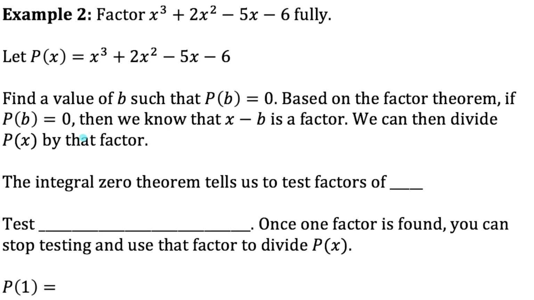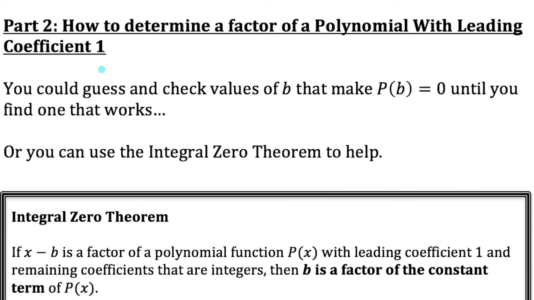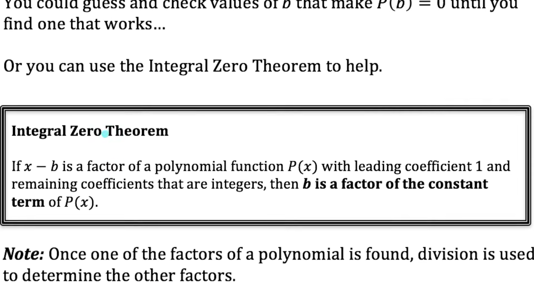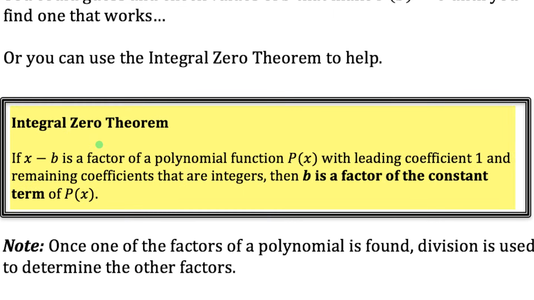Now, it doesn't tell you what to divide this by to factor it. So we could just randomly guess values to plug in and see if we can eventually find something that makes it be 0. Or we can use something called the integral zero theorem to help us figure it out. The integral zero theorem tells us basically if there are integers that will make the polynomial be 0, those integers are going to be factors of the constant term of the polynomial.